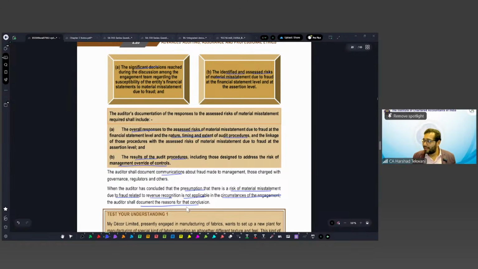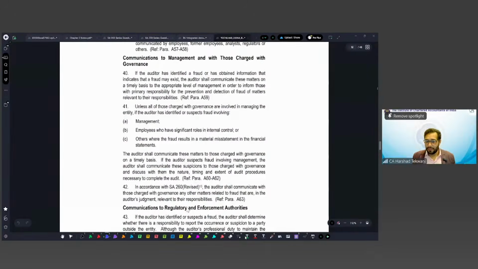So if I talk about SA 240, it specifically says, unless those charged with governance are involved in managing the entity, if the auditor has identified or suspected fraud involving management, employees, or otherwise, where the fraud results in a misstatement of the financial statements, the auditor shall communicate these matters to those charged with governance on a timely basis. Okay, unless they are involved in it.